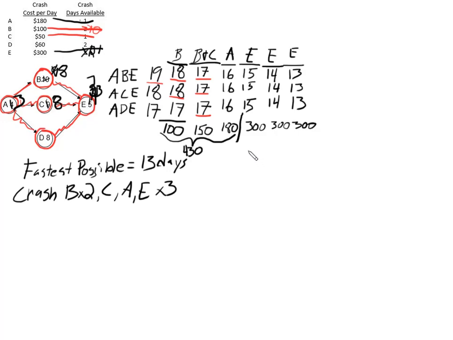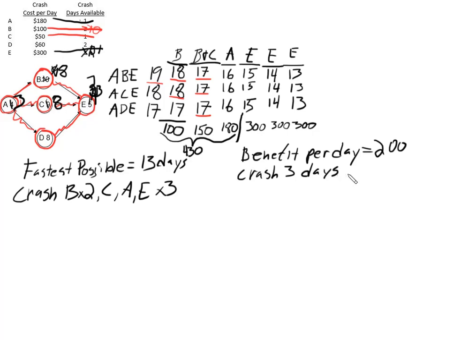So let's go with that as an example. If the benefit per day is $200, then what we want to do is crash it only 3 days. So the benefit we would get from that is 3 days times $200 a piece, which is obviously $600 of additional revenue. And let's look at the costs now.